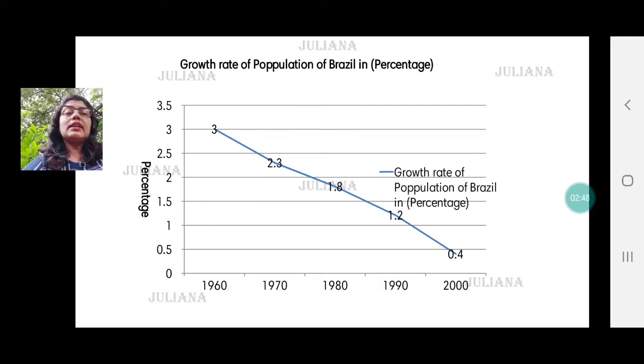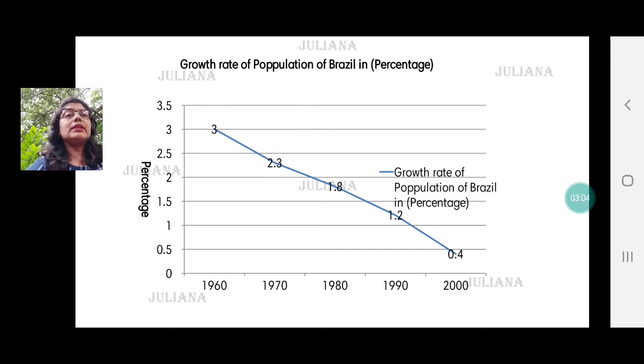What does that mean? Does it mean children are not born? No. Does it mean that population is not increasing? Population is increasing. Children are born. But the rate at which the population is increasing is very, very slow.